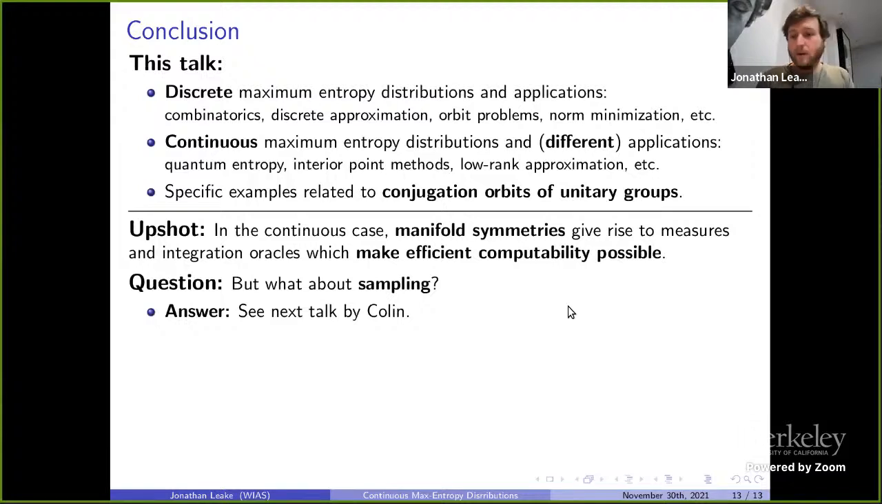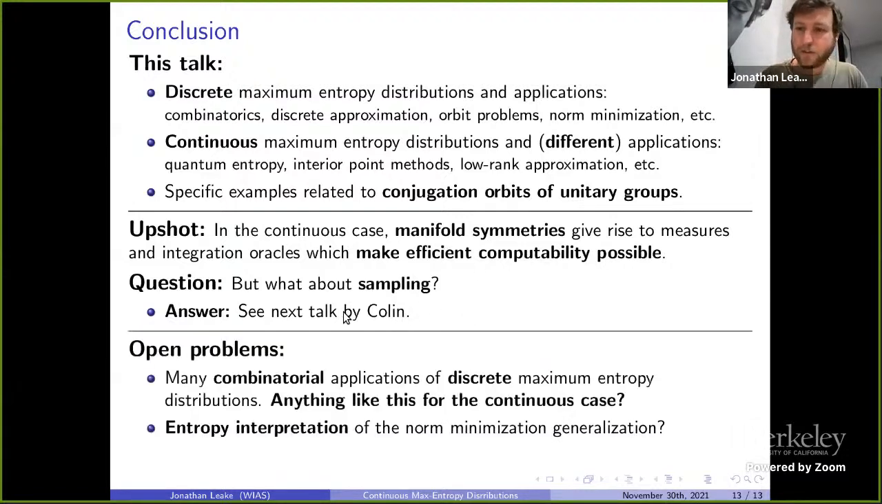The point here, especially in the continuous case, was that you have this integral you have to compute. That seems intractable, at least a priori, but the symmetries of the manifold gave rise to not only the measures, but also ways to compute these integrals, which made the computability of these max entropy distributions possible. There's this question that I kept asking about sampling, and I never answered it. All of this is just to convince you to watch Colin's talk after this, where he'll be talking about sampling from these distributions.